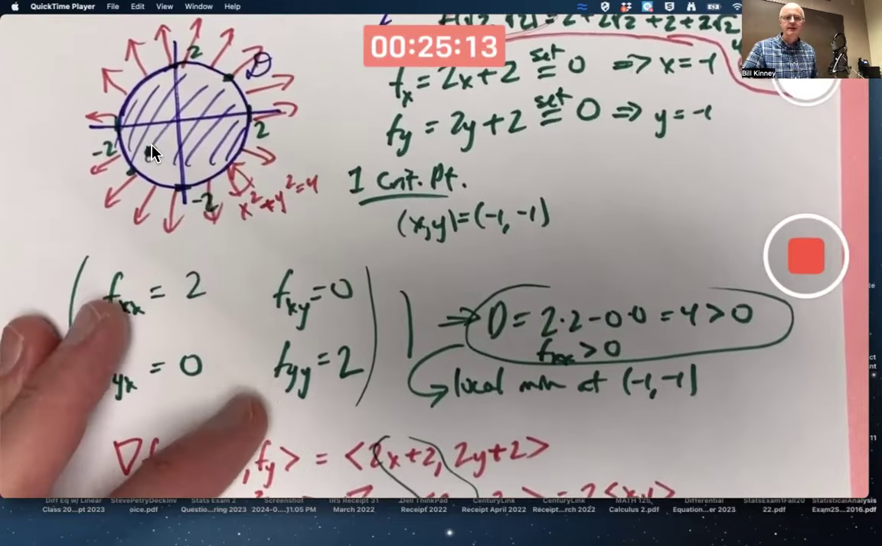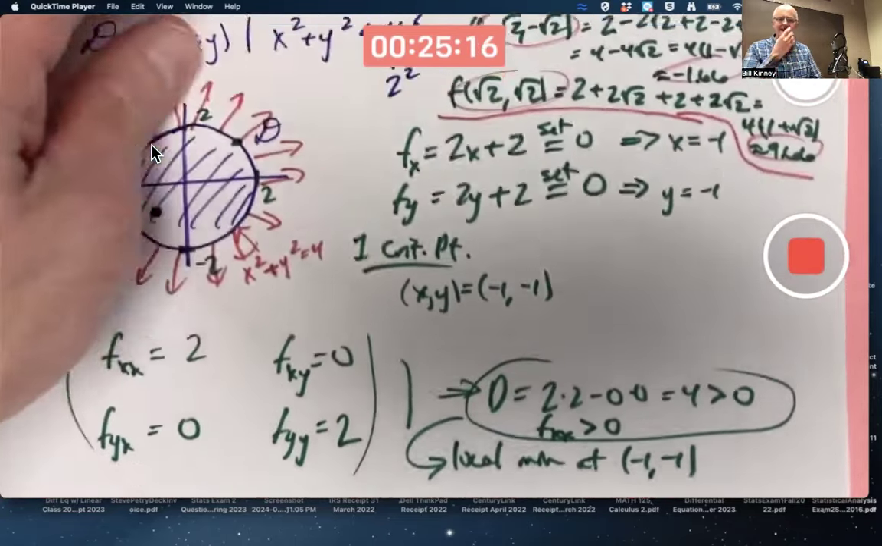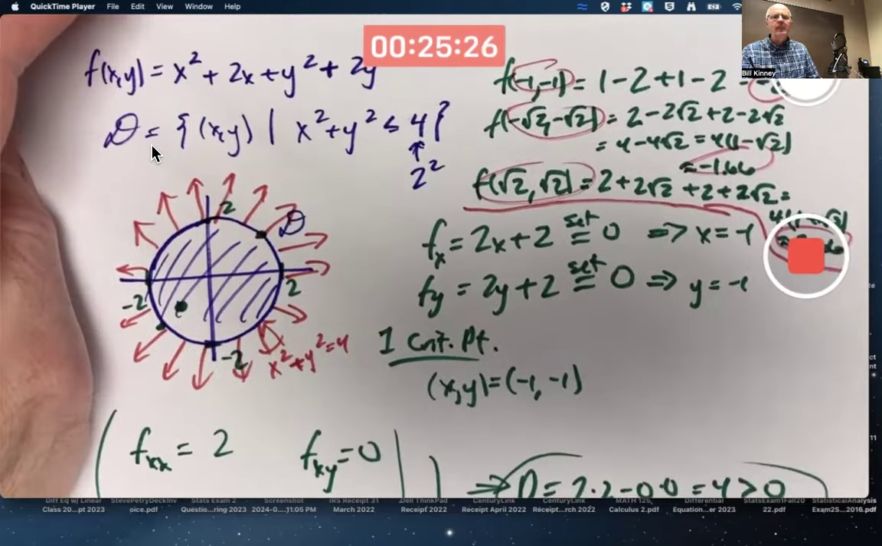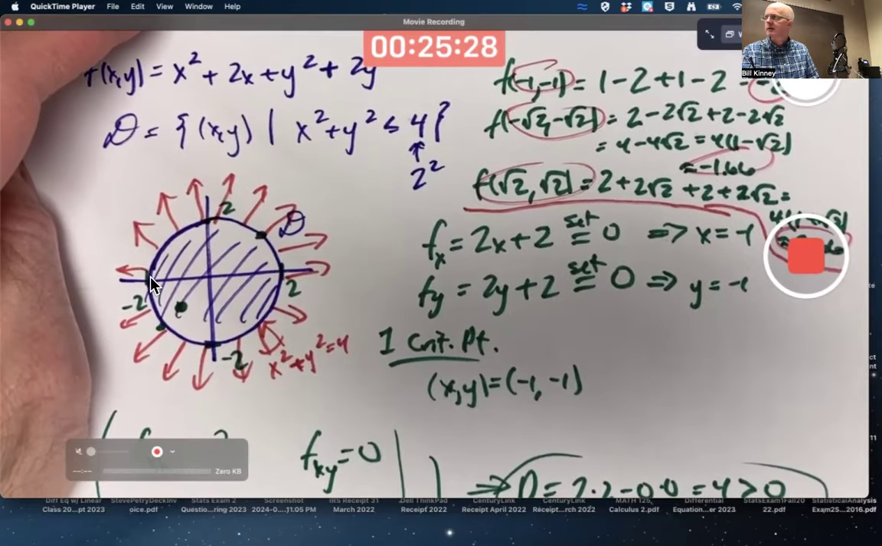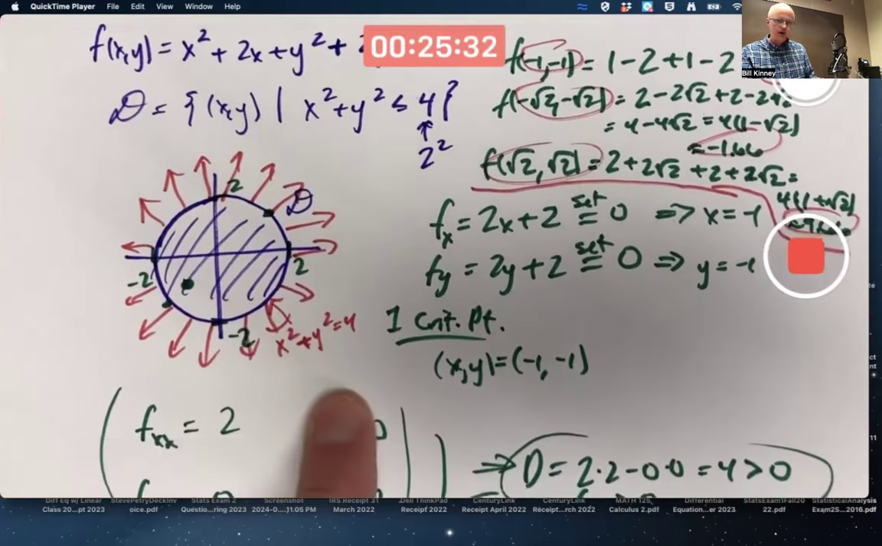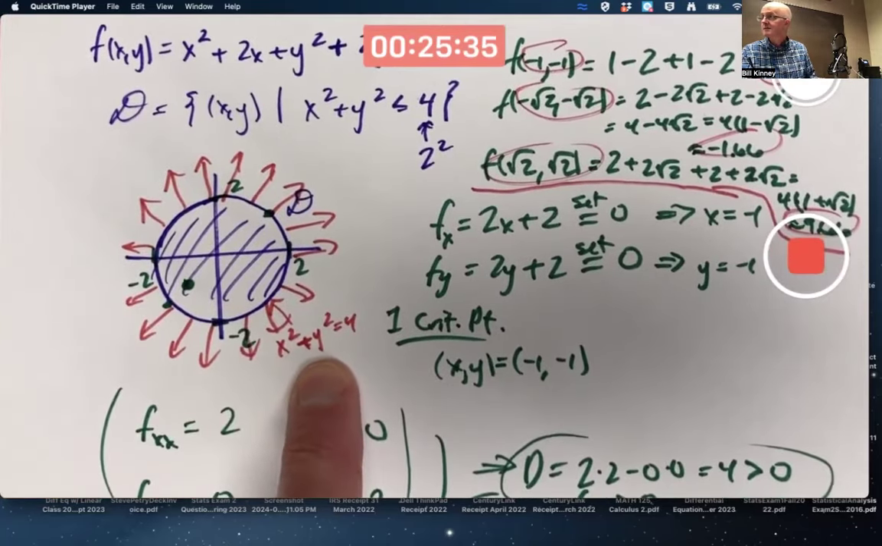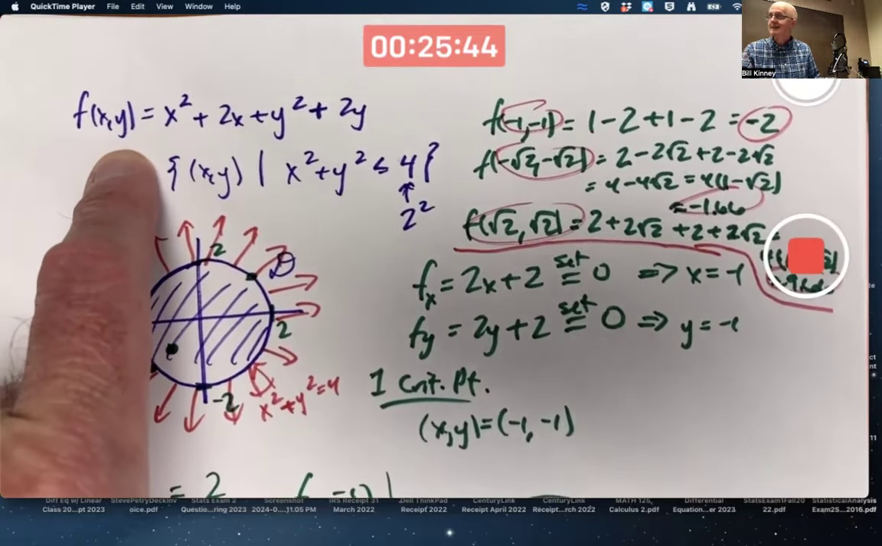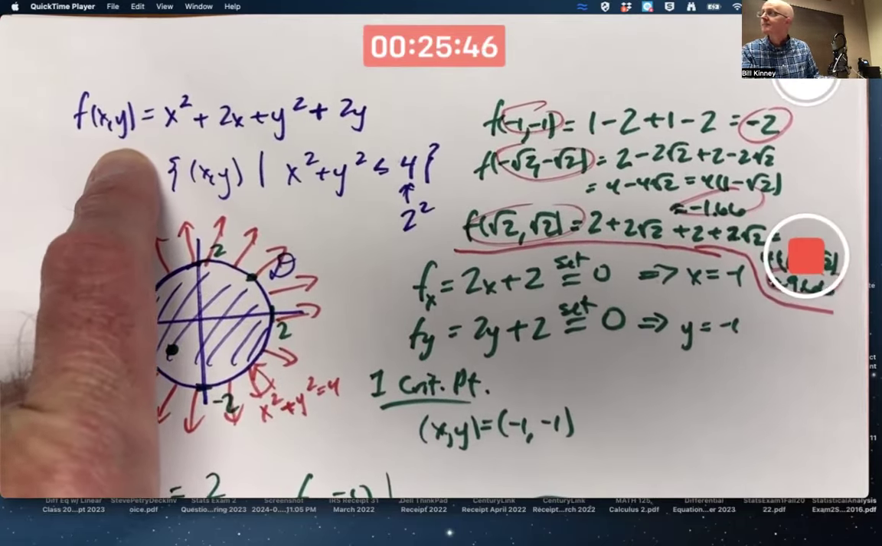One more thing I want to show you here in this example. You also thought about these problems by thinking about the boundary itself and plugging into the function. For example, along the top boundary here, you could solve this equation for y as a function of x. Y would be square root of 4 minus x squared. And plug that in for y to get a function just of x and optimize it as a function of x. You've done that. I'm going to show you another way to do it.